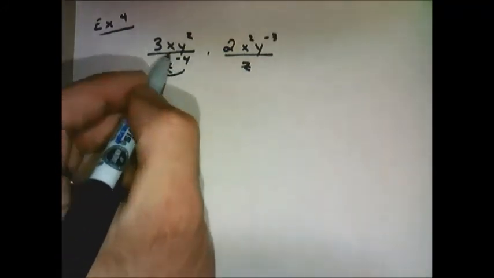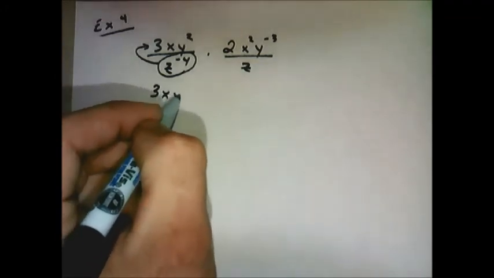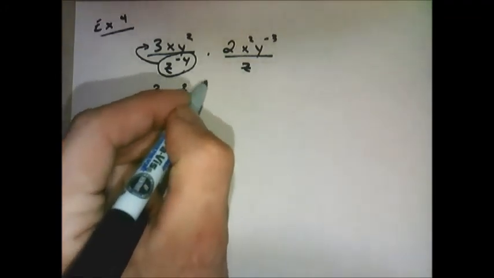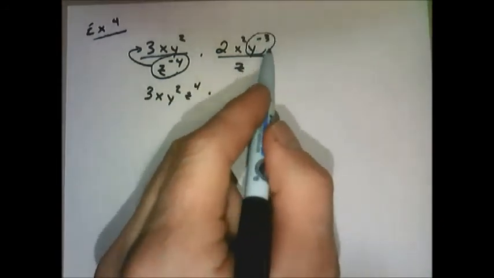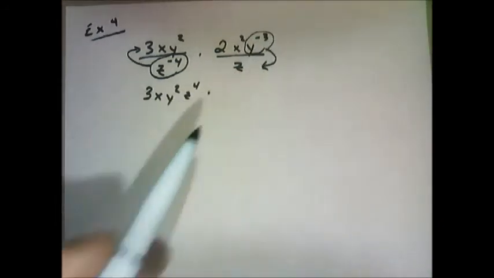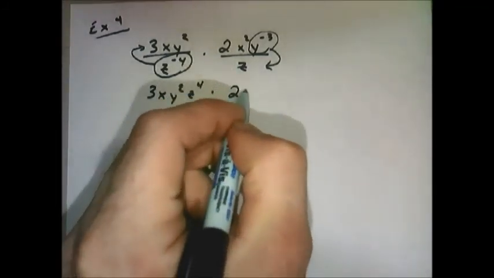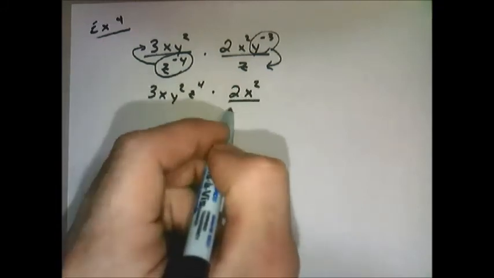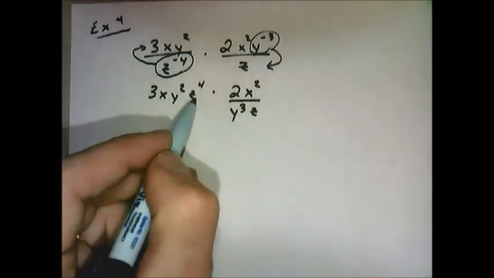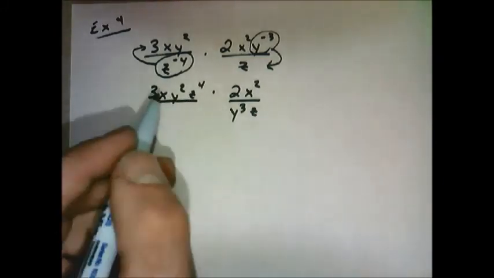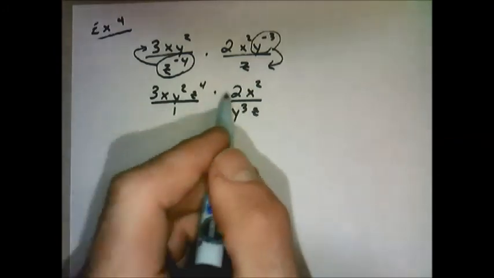So here we have a negative exponent. It's going to come to the top. So we end up with 3xy squared z to the fourth times, here in our second fraction, that y to the negative third is going to go to the bottom. So we have times 2x squared over y to the third z. We can make this a fraction or continue it as a fraction as putting it over 1. And then we can go ahead and multiply across.